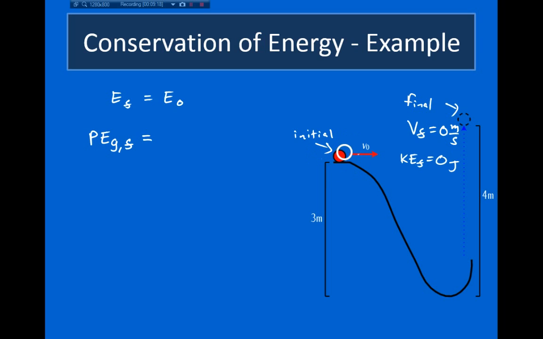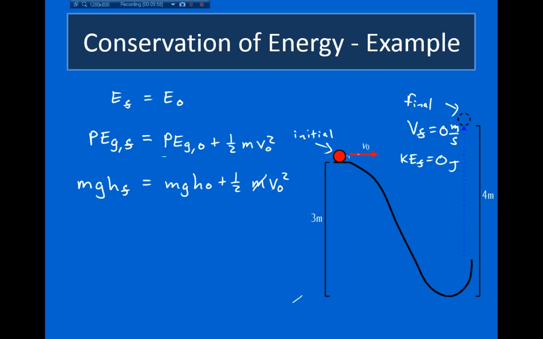So initially, I'm up here at the top of the ramp and I'm moving. So I have both gravitational potential energy and kinetic energy. The total energy that I initially have is the initial gravitational potential energy plus the initial kinetic energy, 1/2 m v0 squared. And what I'm asked to solve for is this v0. So let's go ahead and plug in the formula for gravitational potential energy. So this is mgh final is equal to mgh initial plus 1/2 m v0 squared.